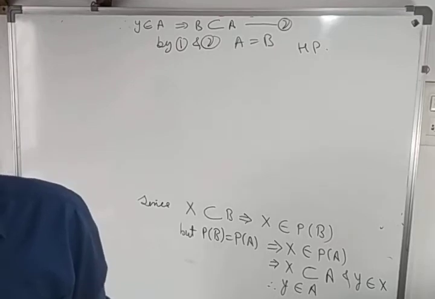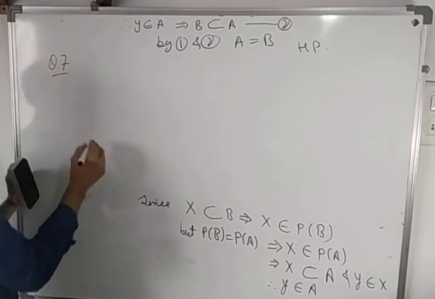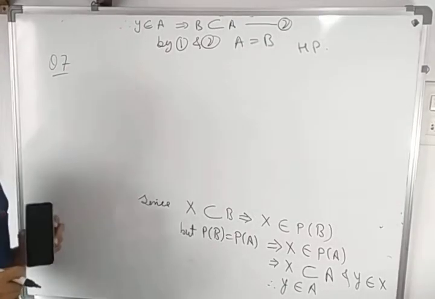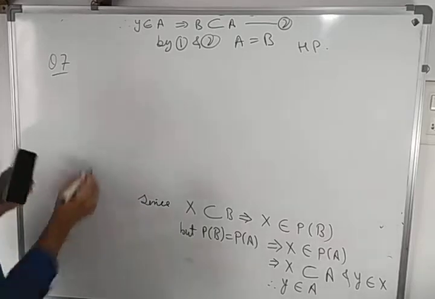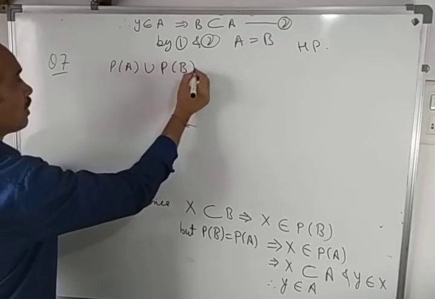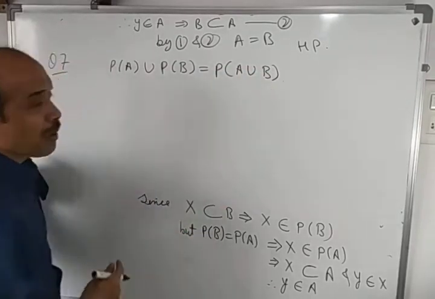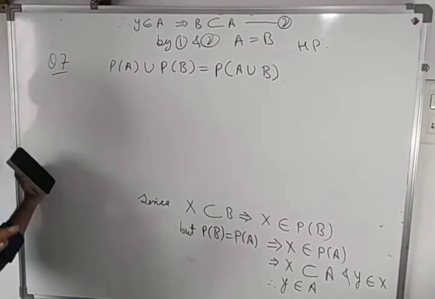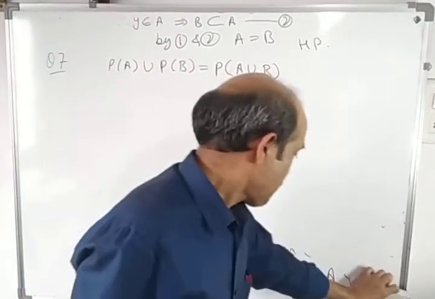Now question number 7, again regarding power sets. But they are not saying prove that. They are asking, is it true that P(A) union P(B) is the power set of A union B? We have to check whether it is true or not.